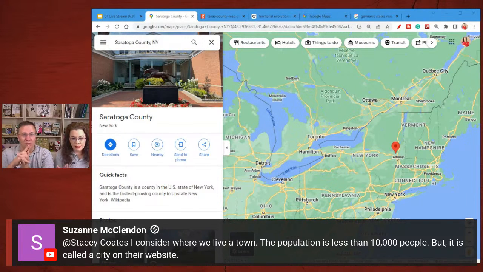Right. And Suzanne points this out. We, I think, consider ourselves living in a town because we're less than 10,000, smaller than Los Alamos. That's interesting. But it's called a city on their website.